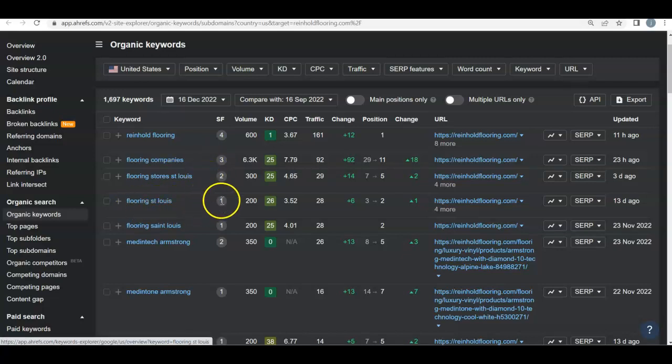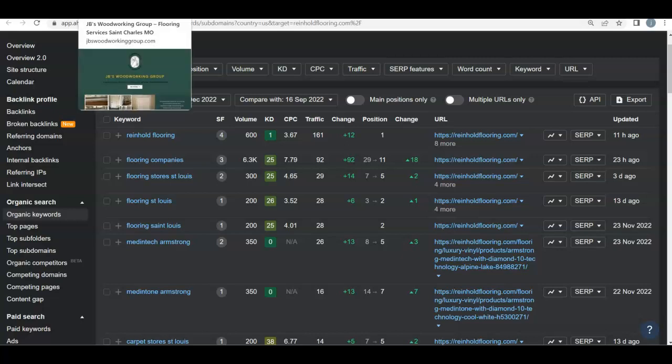Then you have Flooring St. Louis, 200 people, as you saw the first real spot, so they're getting 28 people from that. Again, flooring St. Louis spelled out, first real position, 28 people. So as you can see, because they're ranking for great buyer intent words, they're getting that traffic through their site for people that actually are looking to buy.